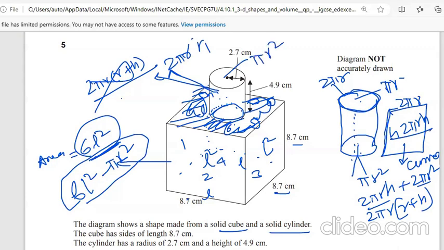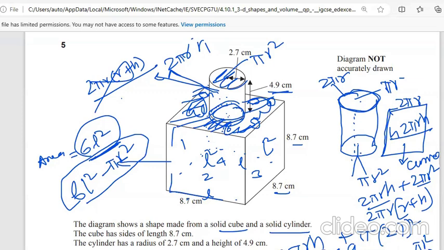So the answer to this is you do 2 pi r h, where r is 2.7 and the height is 4.9. Then you do this area, which is pi r square, pi into 2.7 square. And then you do this area, which is 6L square minus this circular area, because that gets hidden. So minus pi r square, where L is 8.7 and r is 2.7 again. So this is what you have to do. So this pi r square and this pi r square get cancelled, because one is subtracted, one is added. And then you can just do 2 pi r h plus 6L square. Understood or no?